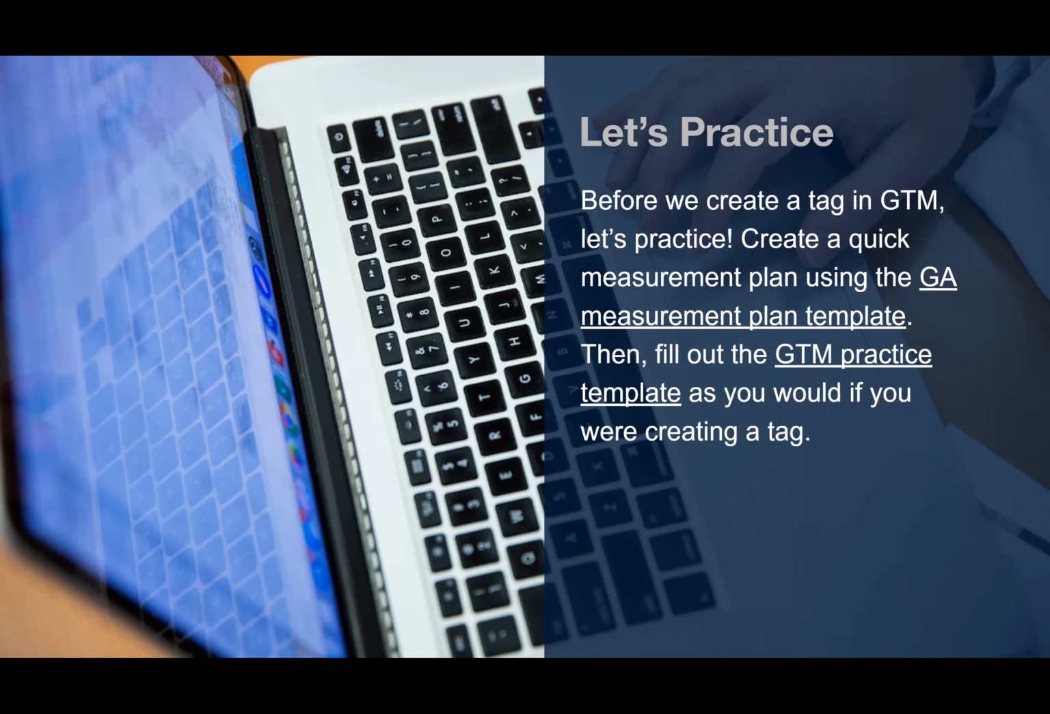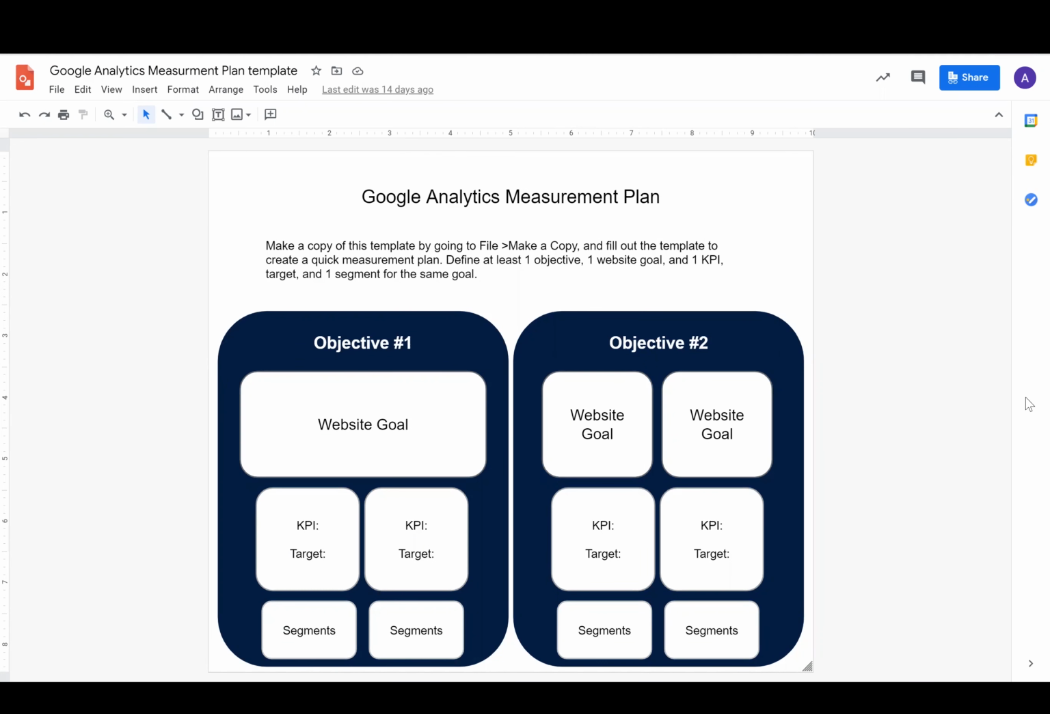Now that we've gone over what it's like to create an event tag in Google Tag Manager and an event goal in Google Analytics, let's take the time to practice on your own. Let's check out our measurement plan template. Use this template and take the time to plan out your objectives, goals, key performance indicators, targets, and segments. Make sure you're thinking about your department and website goals when you're filling out this template and setting goals that will bring value to your department.